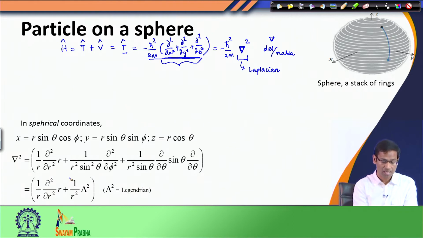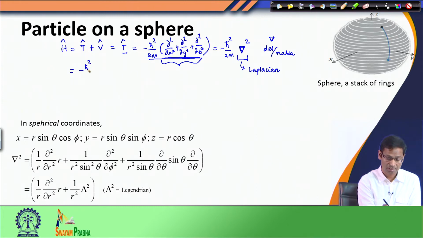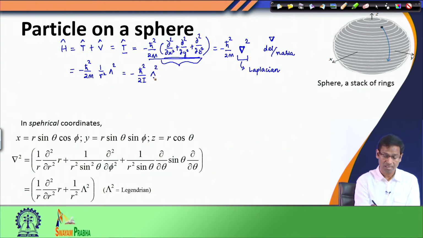When we ignore that, we are left with the second term alone, and we will use this to define our Hamiltonian, which is now minus h square divided by 2m, and now the Laplacian is given by 1 over r square and the Lagrangian. I can simplify this as h square divided by 2I, where I is m r square, the moment of inertia, times the Lagrangian. So, this is how the Hamiltonian is now defined in terms of the Lagrangian.